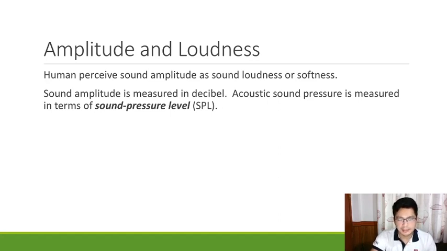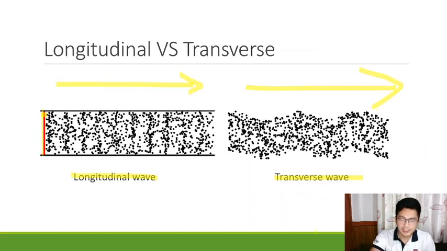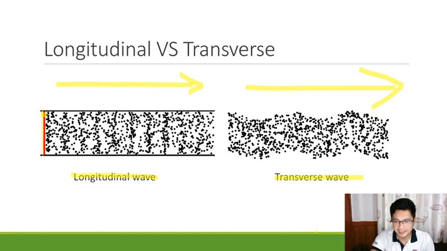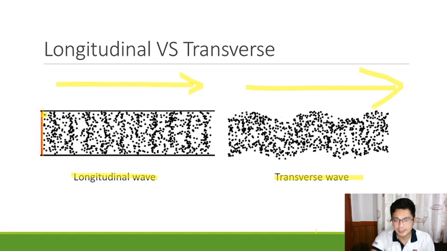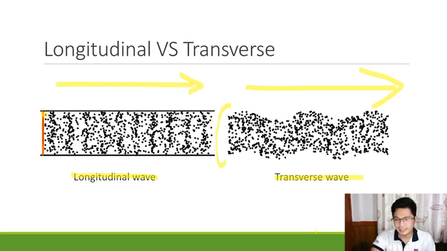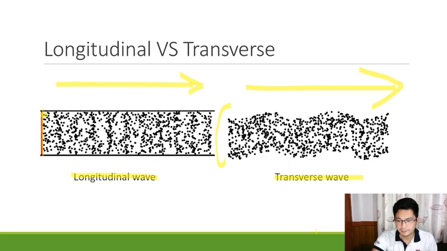So, kapag sinabi natin na amplitude, paano ba natin siya na-visualize doon sa ating longitudinal wave? Sa transverse wave kasi, mas madaling i-identify paano yung amplitude, kasi the amplitude is basically the height nung displacement natin. So, kumbaga, ito, yung movement niya pataas at pababa, that signifies the amplitude of a transverse wave.